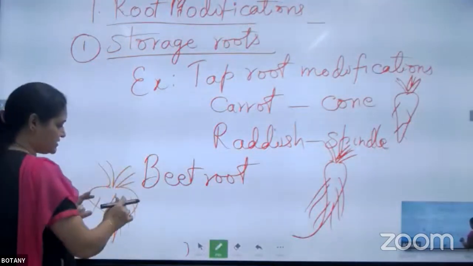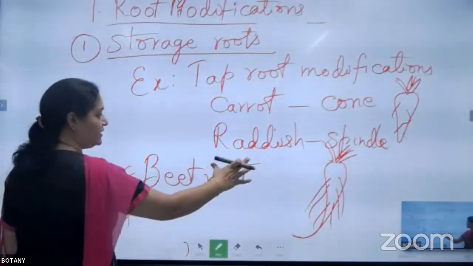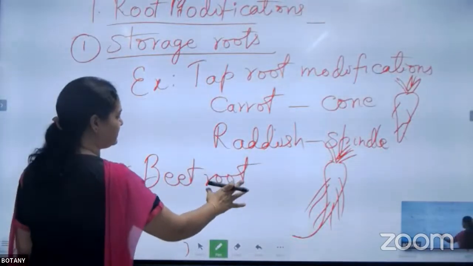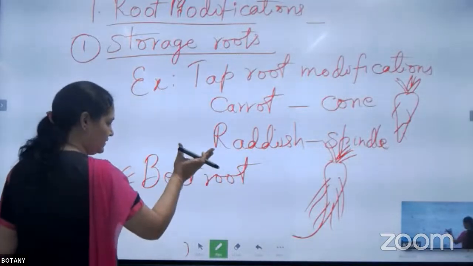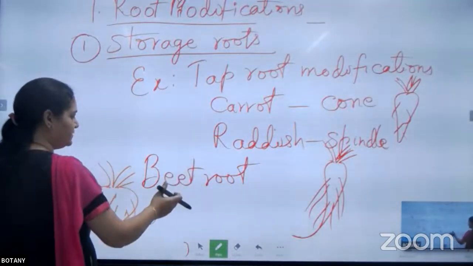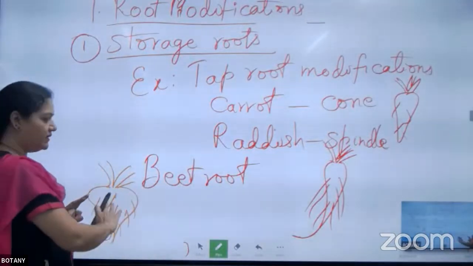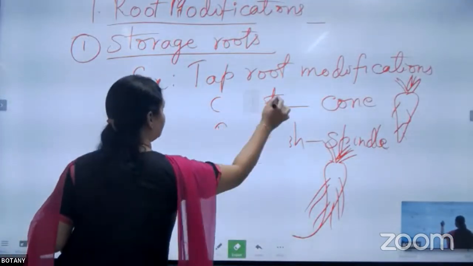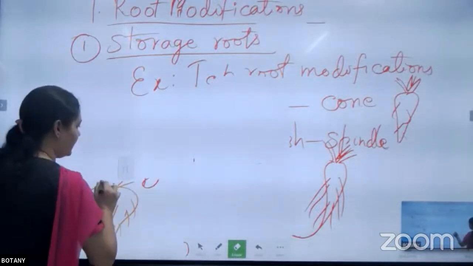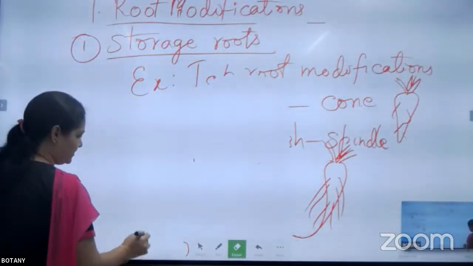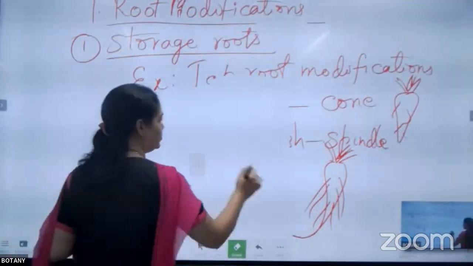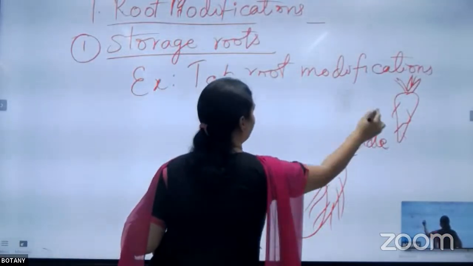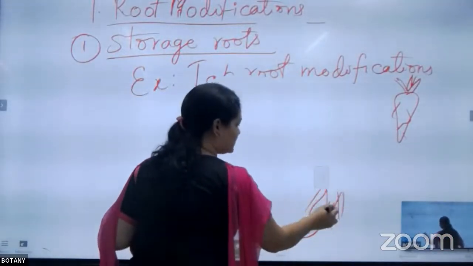Okay. So like this, we have to draw simple diagrams there and then itself. That is, whenever we give the example name, right there we have to draw the diagram. That's it. Now we have to go with the next one. That is the adventitious roots. When adventitious roots are modified to store the food material, how do they look and what is the example in that?